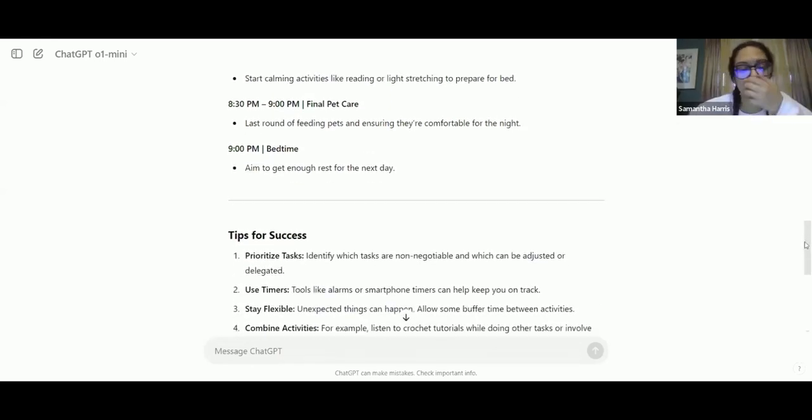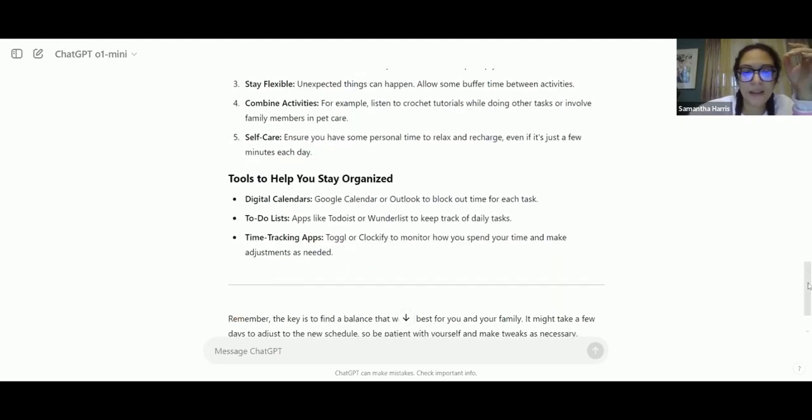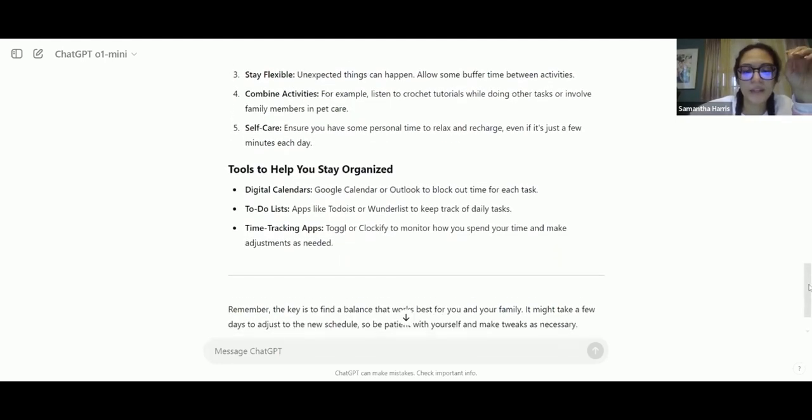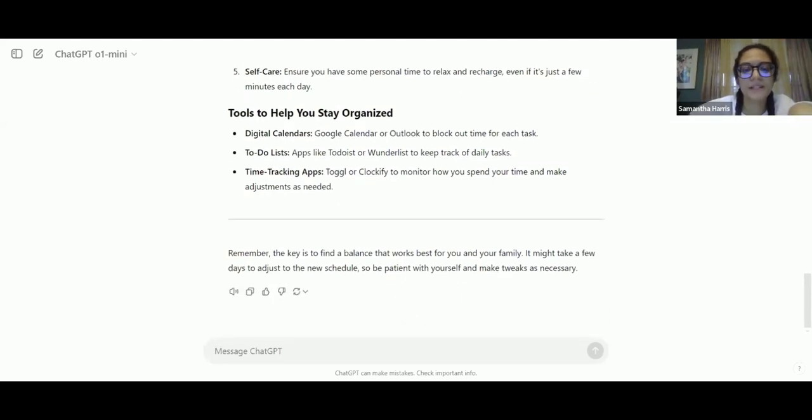This is actually a pretty good schedule that's put together. And now it's given me some tips for success: prioritize tasks, use timers so we stay on the schedule, be flexible, combine activities where possible, and make sure you're practicing self-care. And then it has some tips on how you can stay organized with this. I can be a pretty disorganized person.